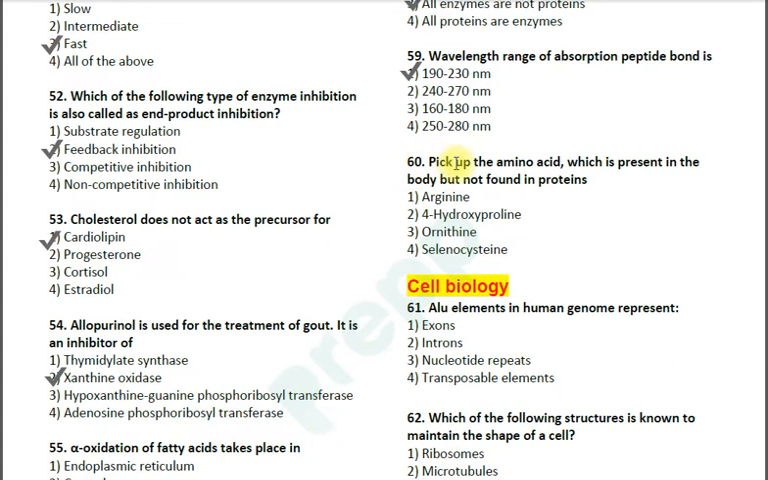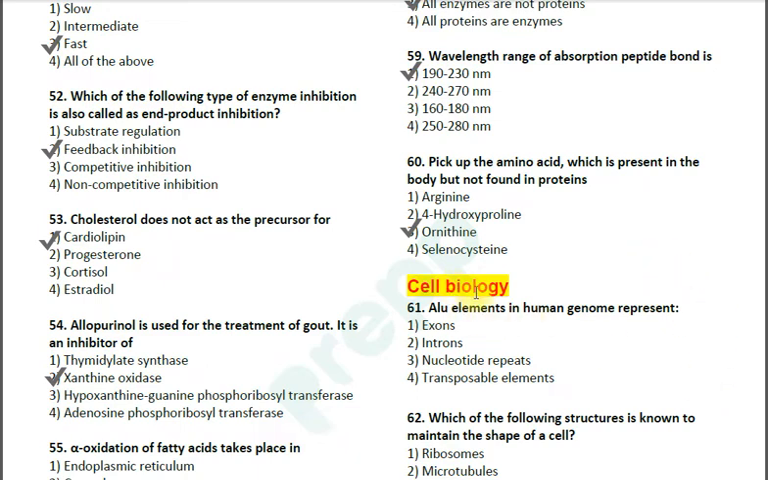Question number 60. Pick up the amino acid which is present in the body but not found in proteins. Option 1, arginine. Option number 2, 4-hydroxyproline. Option 3, ornithine. Option 4, selenocysteine. The correct one is option number 3, which is ornithine. Ornithine is produced in liver during the formation of urea and it is not found in the proteins as such.